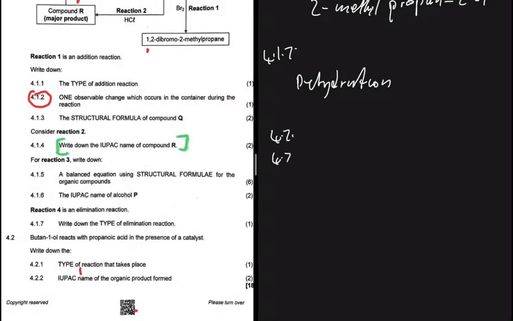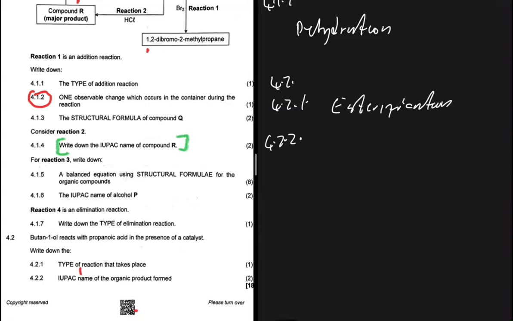And 4.2, we have 4.2.1. So butan-1-ol reacts with propanoic acid in the presence of a catalyst, and we need the type of reaction that takes place. So as soon as I see an alcohol and an acid, I'm thinking esterification. And then now we need the IUPAC name of the organic product formed. So the first part of the name will come from the alcohol, and the second part will come from the acid, right? So because you have butan-1-ol, it will be butyl, and because you have propanoic acid, it will be propanoate.